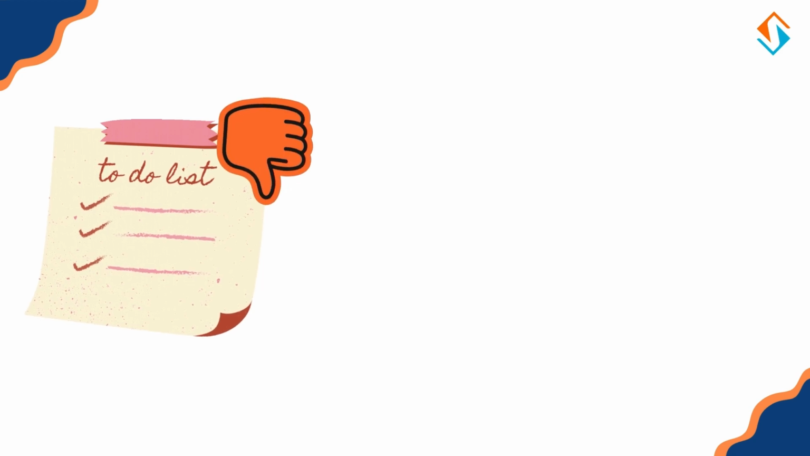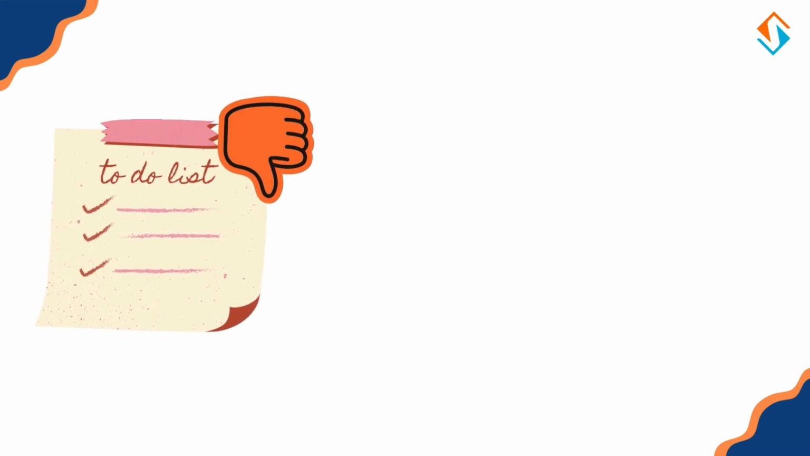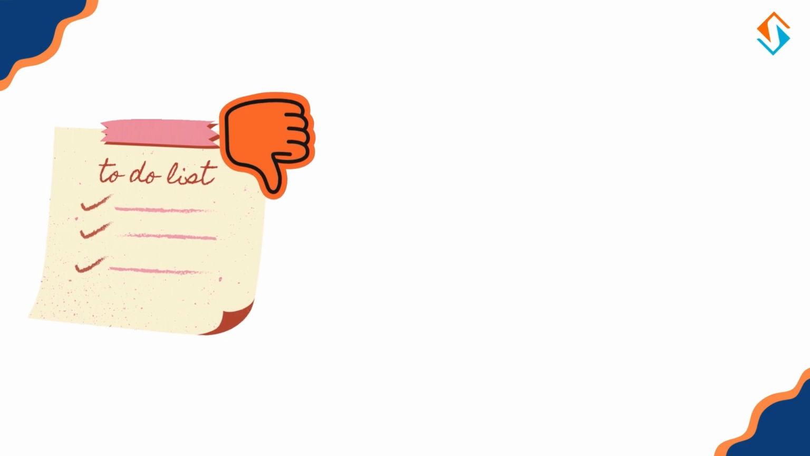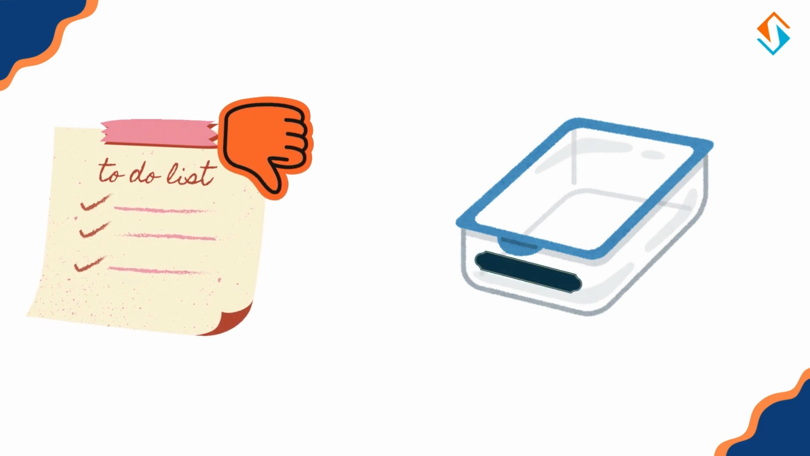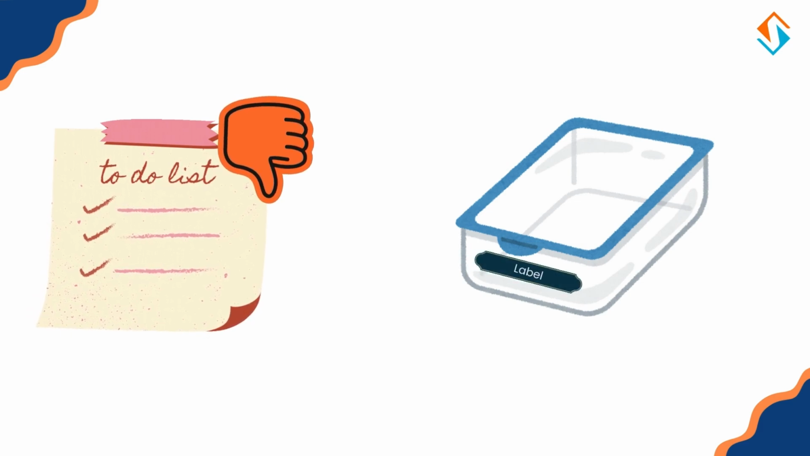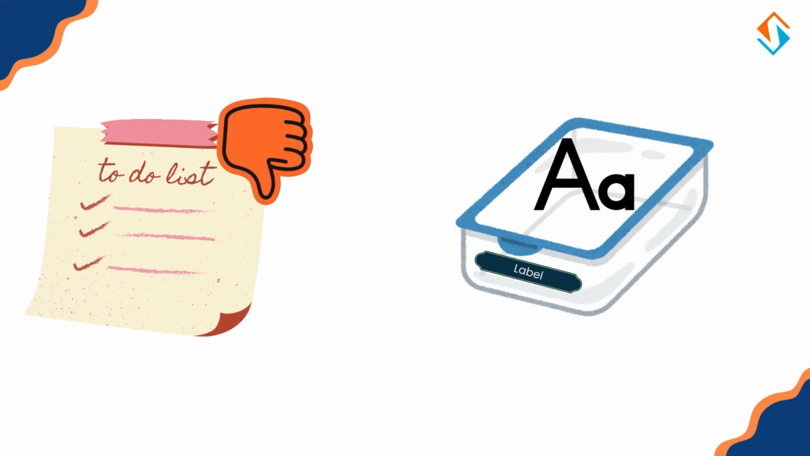Okay, imagine this. You're trying to write a to-do list, but you don't have anywhere to store your tasks. That's exactly what programming without variables is like. Variables are like storage containers where your program keeps its data. And data types are the labels that say, hey, this container holds numbers, text, or something else.